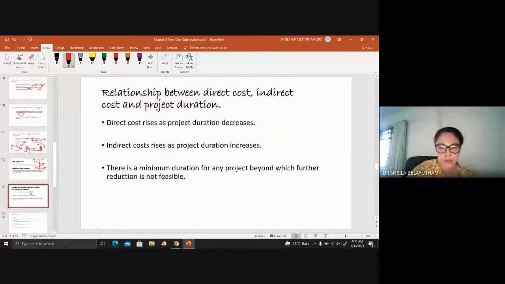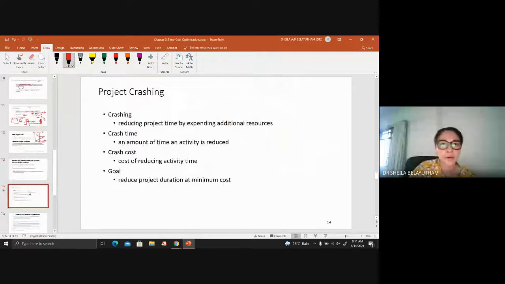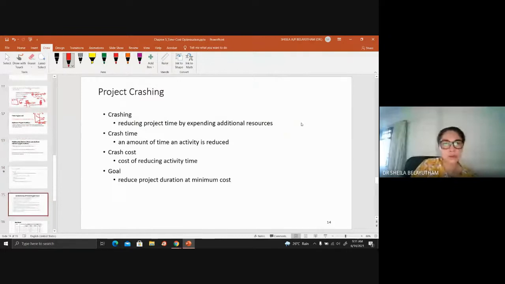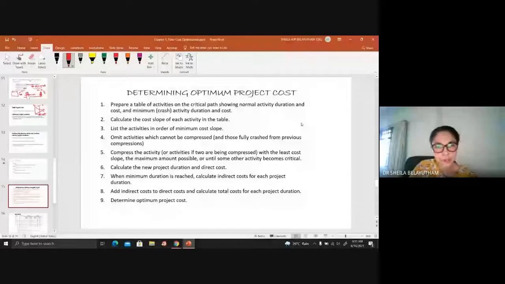Okay, so project crashing is basically reducing the project duration by expending additional resources. Crash time is the amount of time an activity is reduced. Okay, crash cost is the cost of reducing activity duration. Okay, and the goal is to reduce project duration at minimum cost. You will have a better idea once we conduct this activity. Okay, so far any question on the description part of this topic?